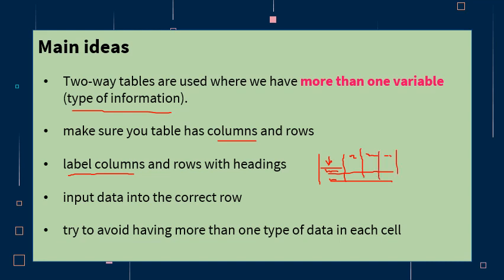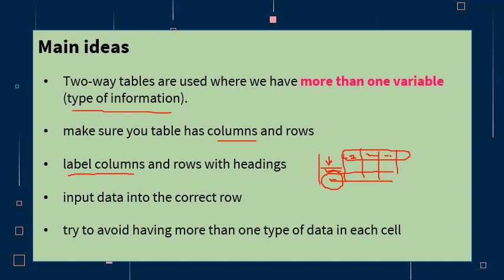It doesn't really matter which way it goes. It's really what fits best. There is no particular rule for that, as long as one of them is the columns and one of them is the rows. Make sure your variables don't get mixed up. Obviously, input the data into the correct row as well. That kind of goes without saying.